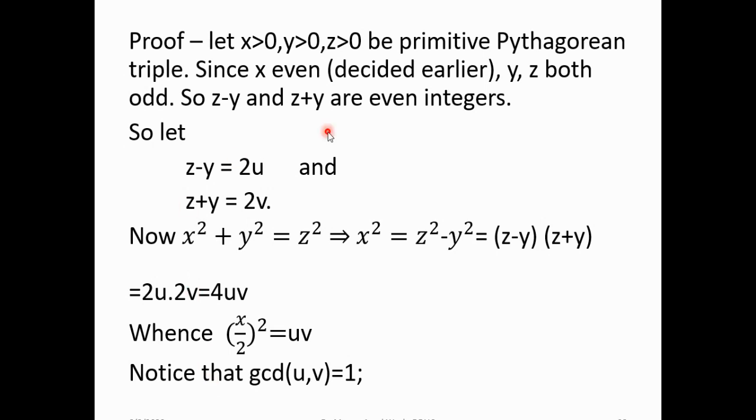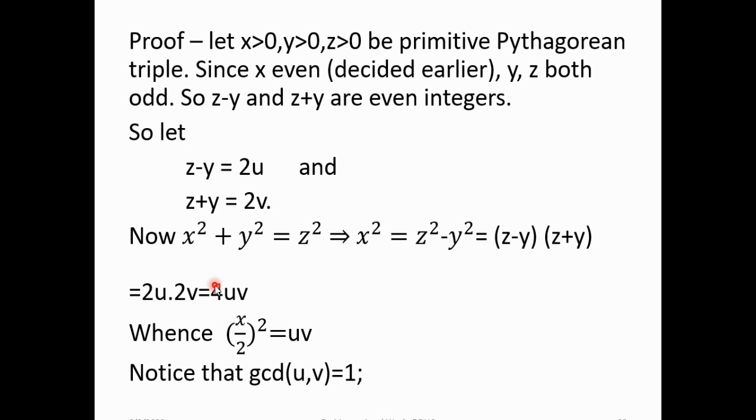Let x, y, z all greater than 0 be a primitive Pythagorean triple. Then since x is even, because we have already decided that we are going to take x even and y odd, y and z both are odd. So z minus y and z plus y are even numbers. If you subtract two odd numbers and add two odd numbers, then you are going to get even integers. So z minus y and z plus y are even integers. So let z minus y be 2u and z plus y be 2v.